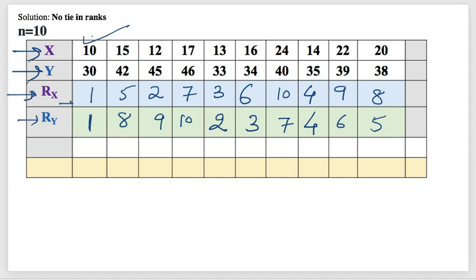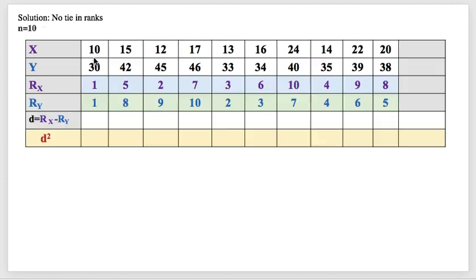Sometimes the direct ranking is given, and we can proceed with the question from there, but in this case the data entries are given, so first we do the ranking part. Now after ranking, the next step is to find the difference. We take the difference of Rx and Ry. It can be done in both ways. The difference will be 0, then minus 3, minus 7, minus 3, 1, 3.